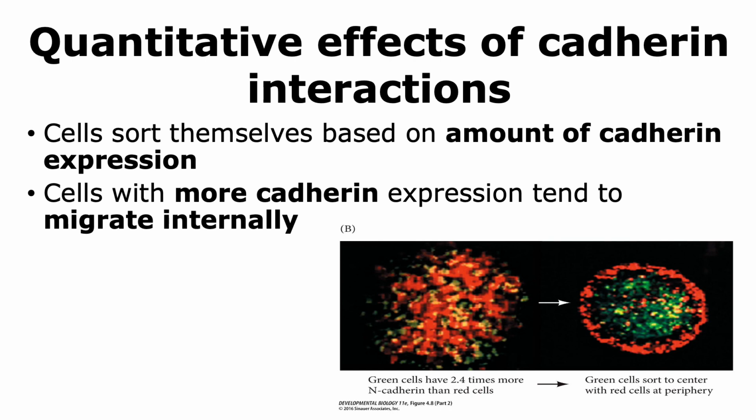And as we can see with time, the green cells that have more cadherin like to migrate internally and remain on the inside, and they are normally surrounded by the red cells that did not have that much cadherin expression. So in this case, we can say that the green cells had stronger adhesion and hence migrated internally, while the red cells had weak adhesions, and that's why they remained at the periphery.